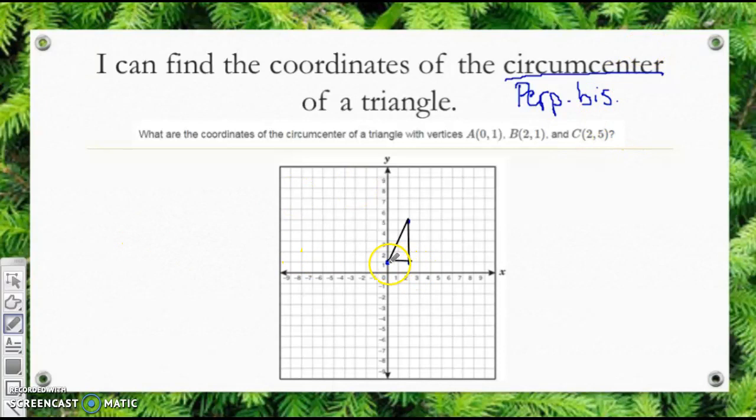So for me, I'm going to start off with this side. First of all, bisector means it cuts it in half. Since this total length is 2 units, I want to cut it in half and go over 1 unit. And then I need to draw the perpendicular line. Well, since this is a horizontal line, the perpendicular line would be a vertical line. So that is the perpendicular bisector to the purple side.